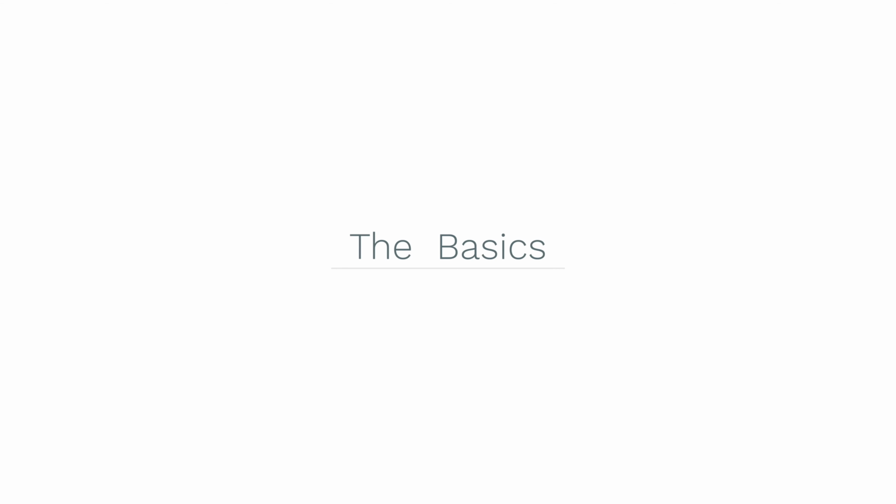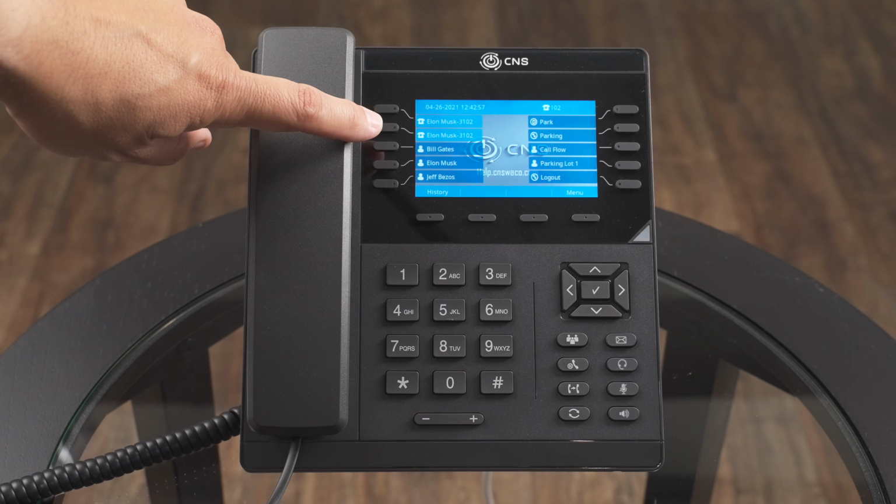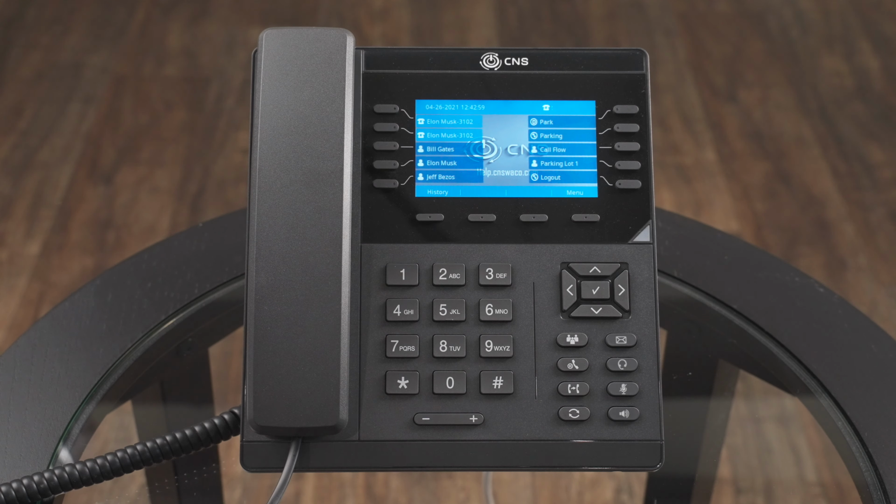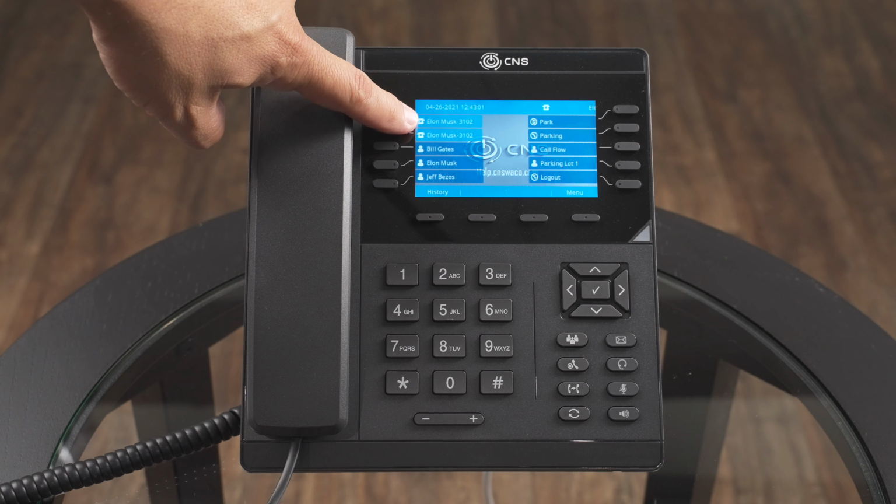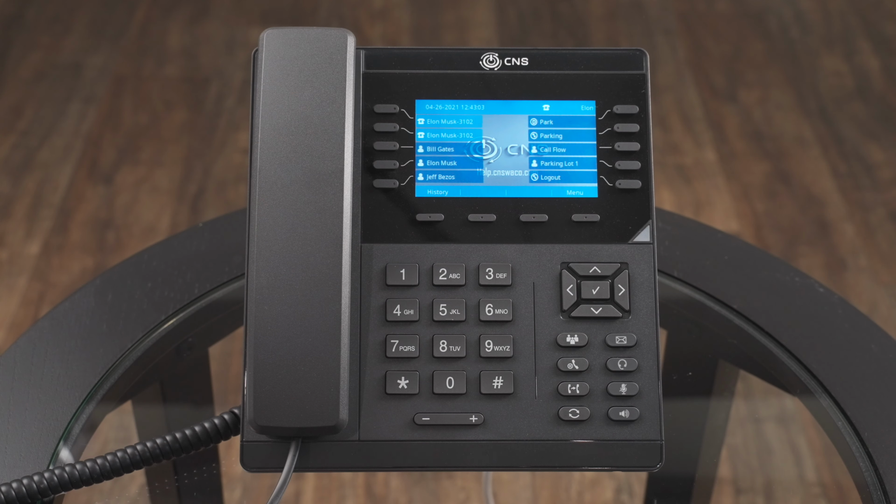In this video, we will show the basics on how to use the CNS VoIP Phone. The buttons at the top left of your screen are your line keys, and they display your extension number. You might have more than one line key displaying your extension, and the reason for this is to allow you to navigate multiple calls with ease, which we will demonstrate later in this video.